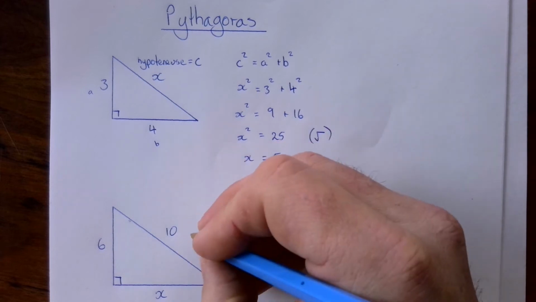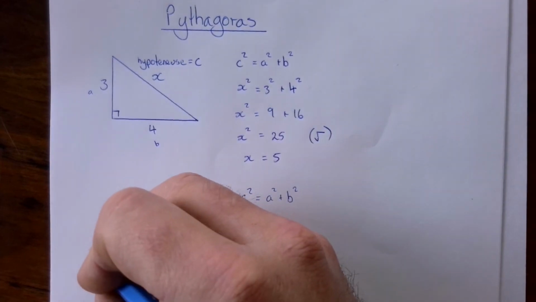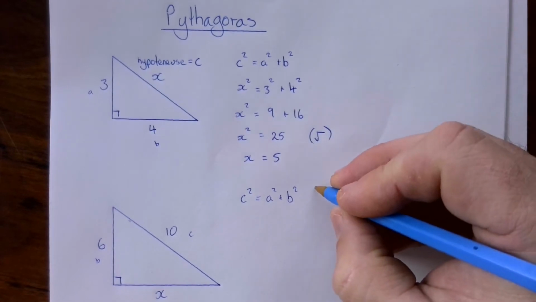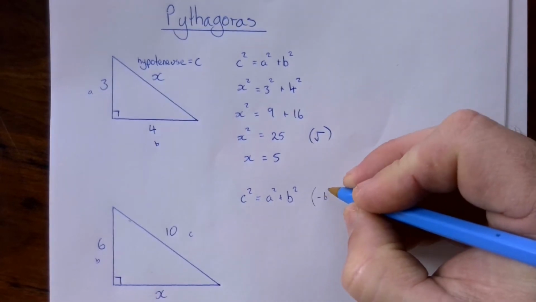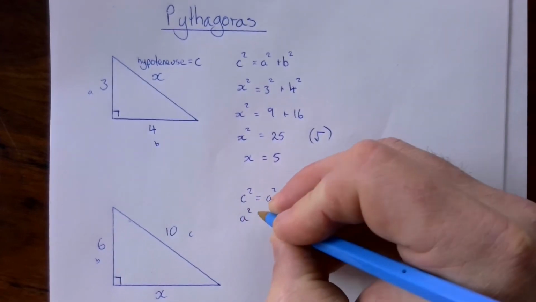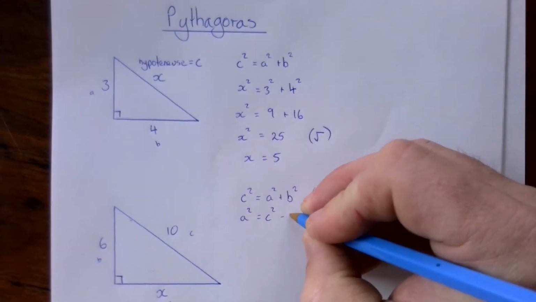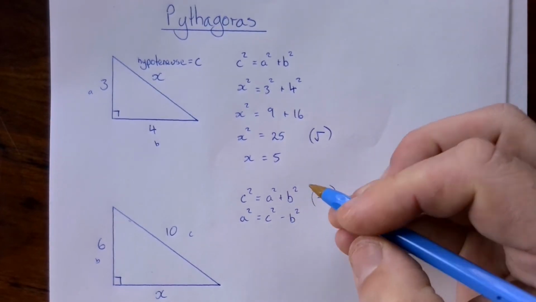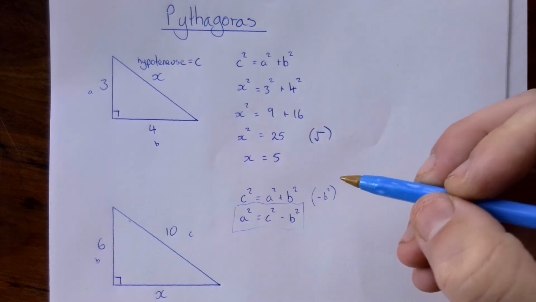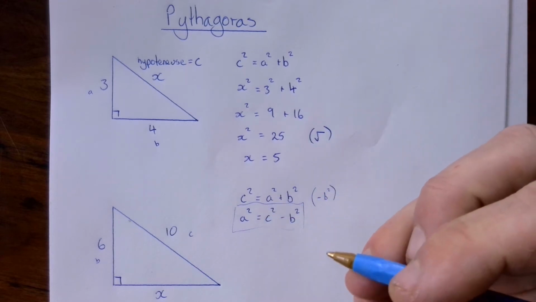So let's go ahead and label them. That can be c, that can be b this time, and that one can be a. What I'm going to do is I'm just going to subtract b squared from both sides to rearrange my formula, and I'll have a squared equals c squared minus b squared. The alternative is to just remember this formula and just jump straight in with this one. And now we just sub in our values.